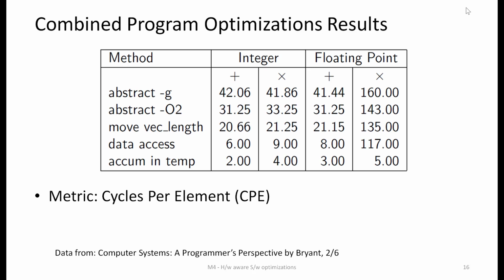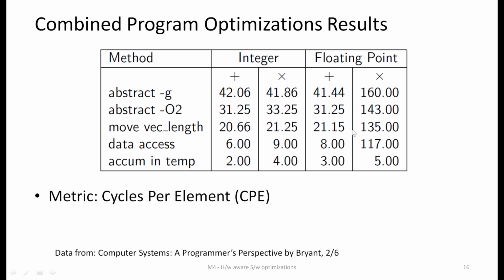So let's quickly go through the table. Here we have the first column, which is the method, which has 5 entries. Abstract -g is the combine one function. Abstract -o2 is the optimization done by GCC. Move vector length, data access, and accumulate in temporary register are combine 2, 3 and 4. So they have performed experiments with different data types, integer and floating point, and different operations, add and multiply.